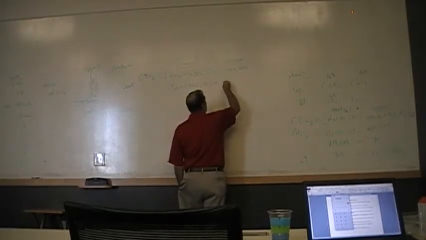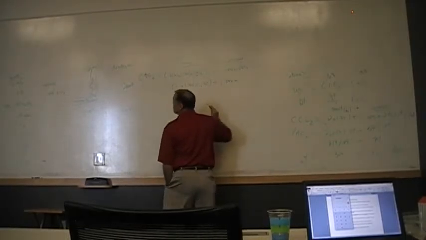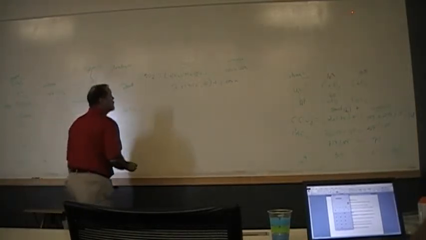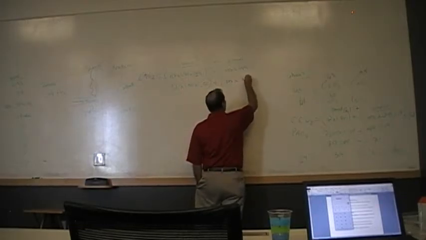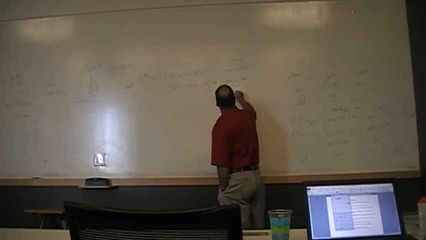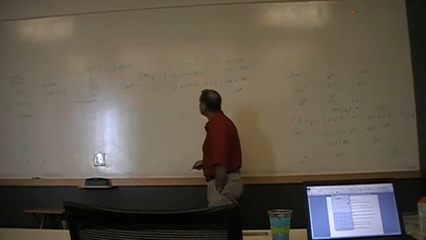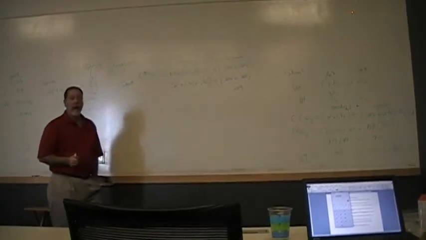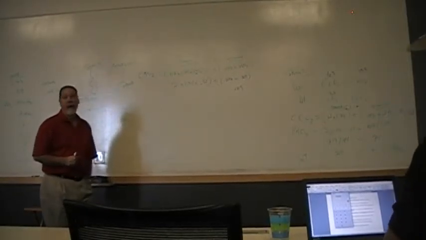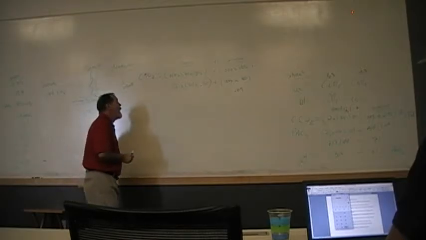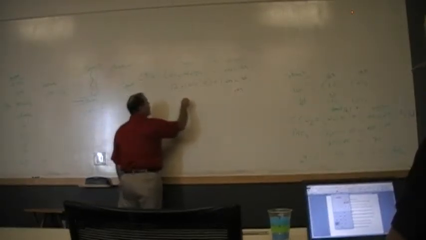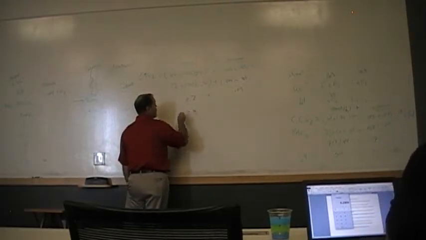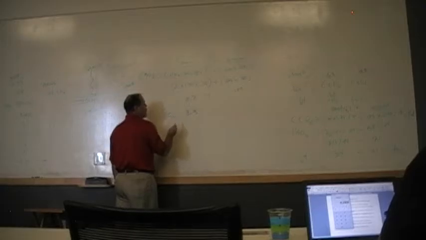Added to 0.003 times the PvO2. Here's the mixed venous blood. PvO2 is 30. 0.003 times 30 is 0.09. 12 times 1.34 times 0.51 is 8.2. 8.2 plus 0.09 is 8.3 for the mixed venous content.